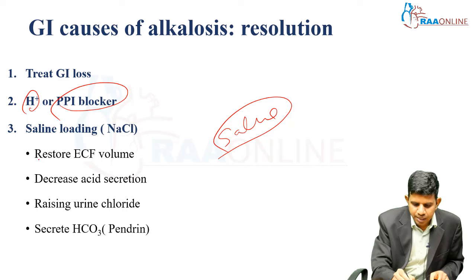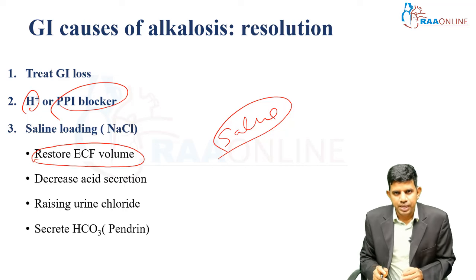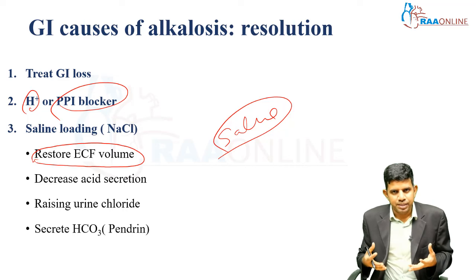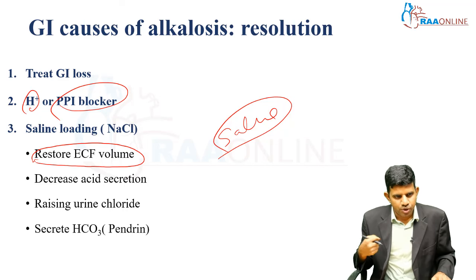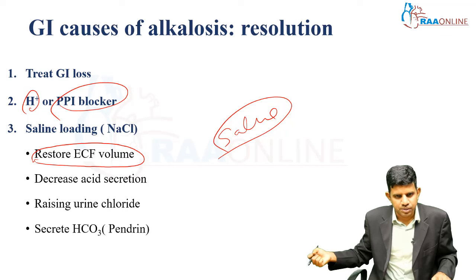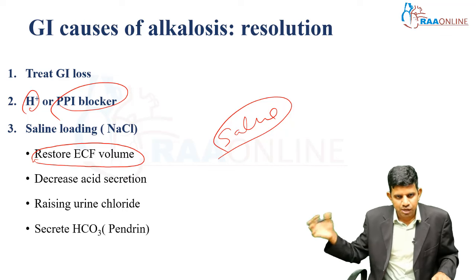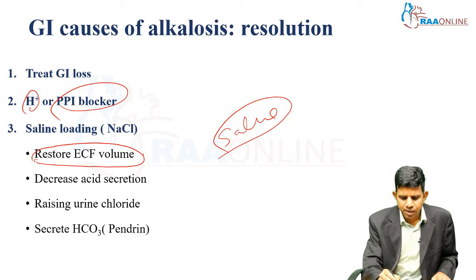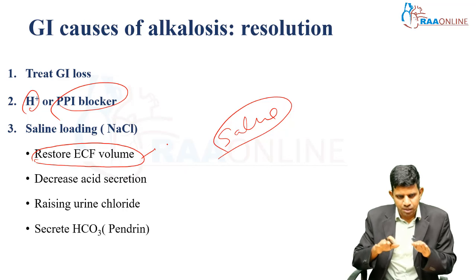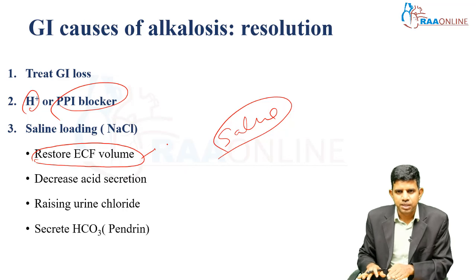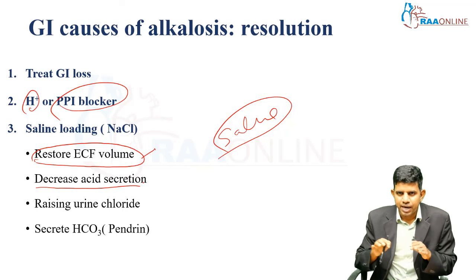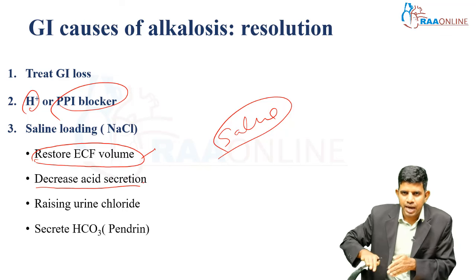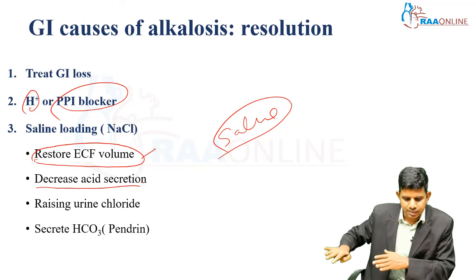It restores the ECF volume. If my patient is hypovolemic, that is the reason the kidney is conserving sodium, generating and worsening the metabolic alkalosis. If I restore the volume, in this hyperaldosteronism condition the aldosterone level will come back to normal. So acid secretion will decrease, and if acid secretion decreases, the addition of bicarbonate will decrease.